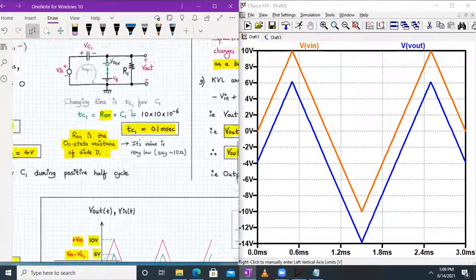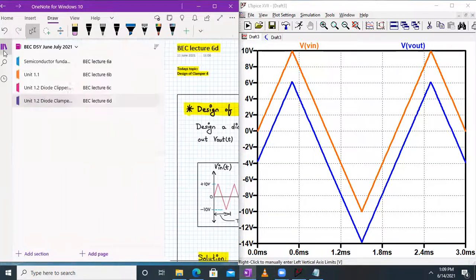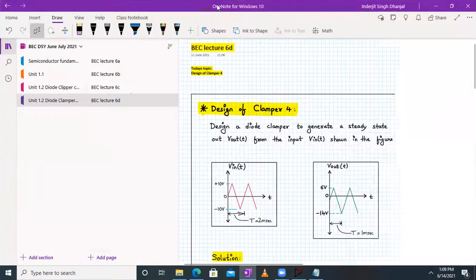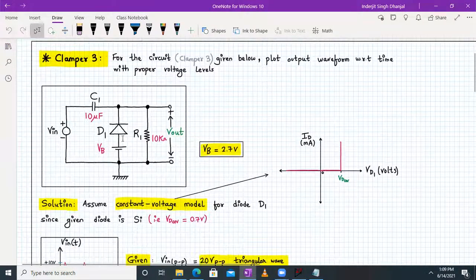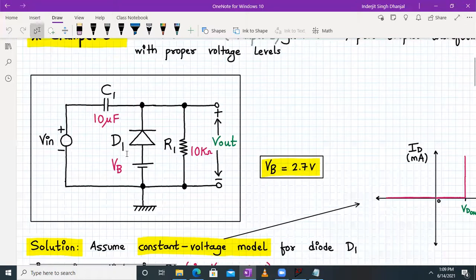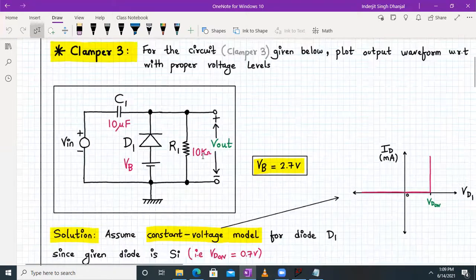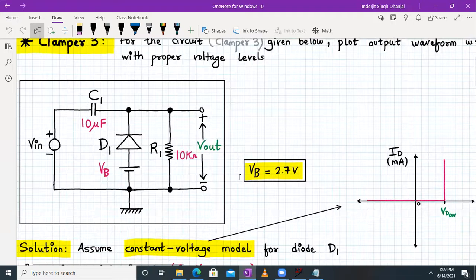Fine. Now let us quickly go to the last one. Let me maximize this. Now we are not going to do the analysis for clamper number 3. I'm just going to simulate and check the output. That's it. I leave the analysis up to you. So over here, this is again a clamper. Here the diode is reverse polarity and the supply voltage is given as 2.7. So let us quickly simulate this.